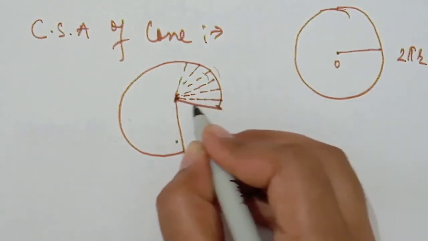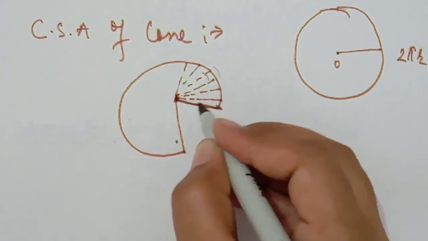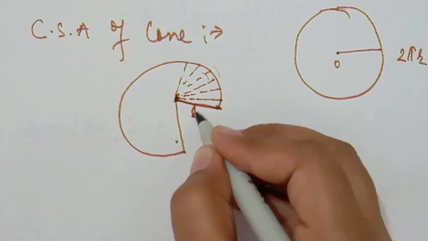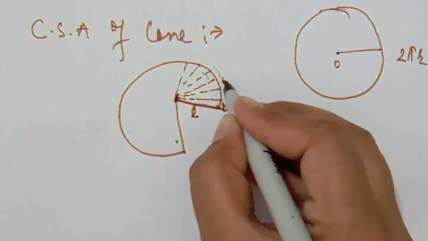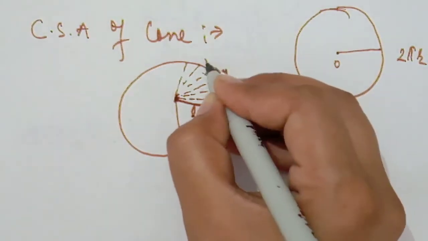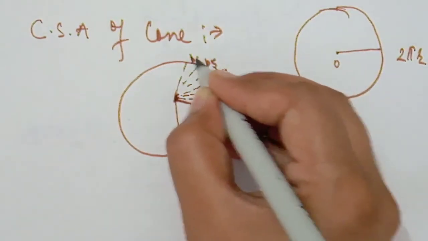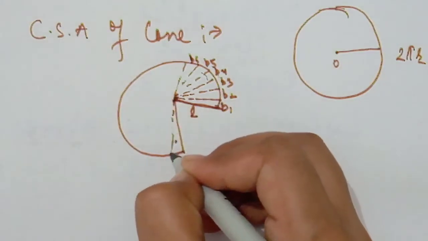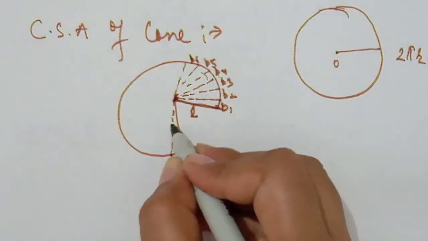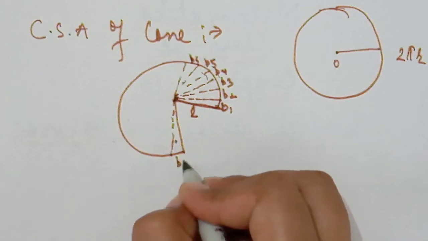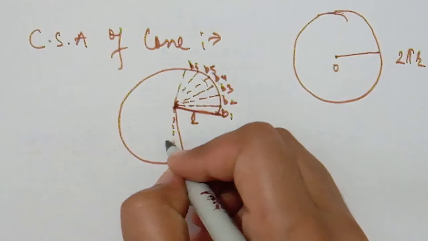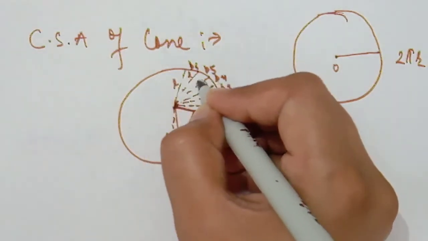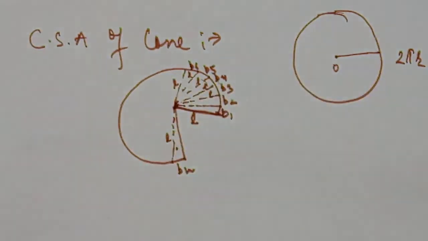So in the triangle, this is the radius, but because it is not a straight line, it is slanting, we will call it L, the slant height. This is base B1, this is base B2, B3, B4, B5, B6, and so on. In the last part, because we do not know how many parts there will be, we will take Bn. All the heights are L, the slant heights.